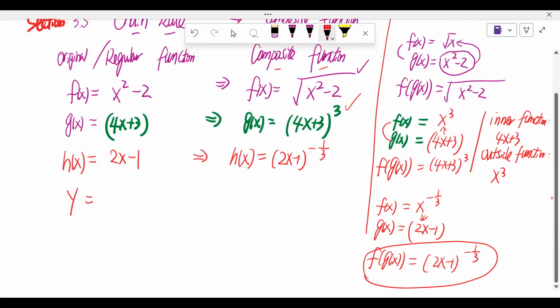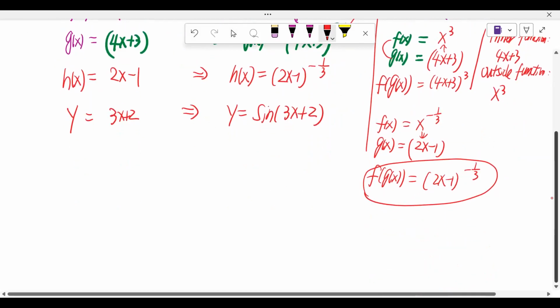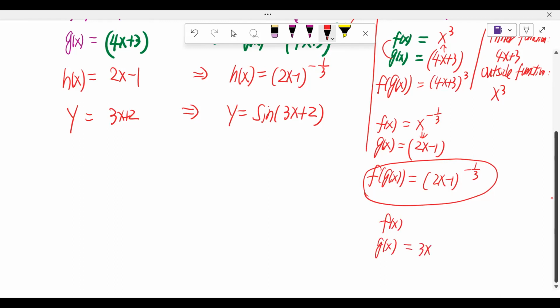Let's say y equal to sine of 3x plus 2, something like that. This is the original function, and then the composite function will be y equal to sine of x. So again, it's a composition of two functions for this one. So what is f of x? What is g of x? The inner function here is 3x plus 2. And f of x will be sine x.